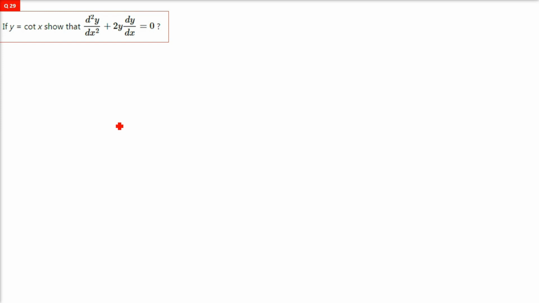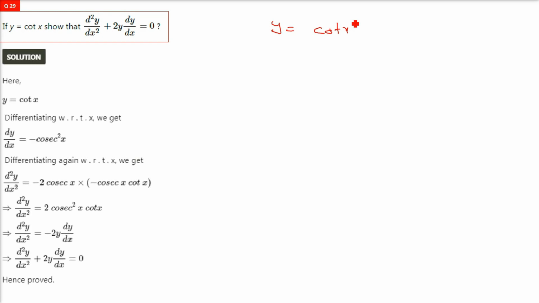Y equals cot x, this also we have done, but just to recall, because this is quite easy, I'll just do it. Y equals cot x, differentiation is minus cosec square x. So there is no trick at all here. There is just differentiation twice. d2y by dx2 is what? It is minus 2 cosec x, and differentiation of cosec x will be minus cosec x cot x.